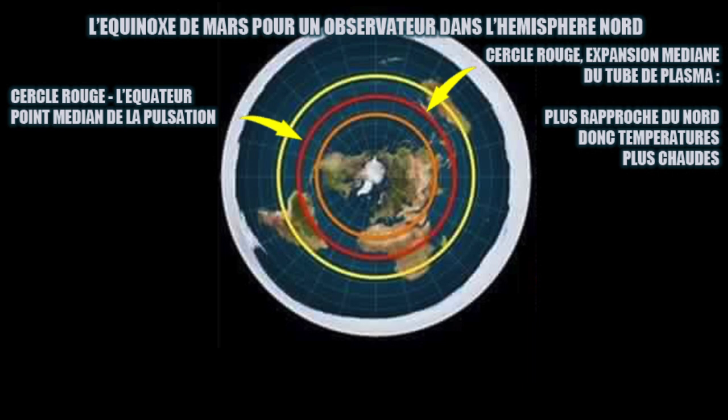The spring equinox from an observer in the northern hemisphere. Spring equinox, red line, equator. Midpoint of contraction inwards toward northern limit of focal point, Tropic of Cancer. Plasma tube is contracting toward the northern contraction limit, so warmer spring temps.